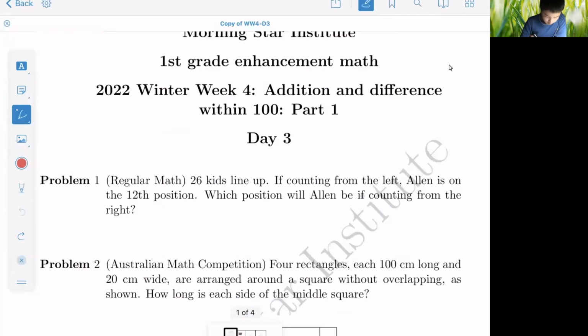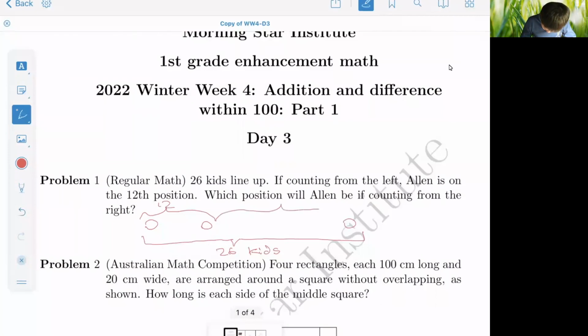Day 3. 26 kids line up for the first question. This is the first kid. This is the last kid. There is a total of 26 kids. Alan is at the 12th position. So there are 12 kids, including Alan here.